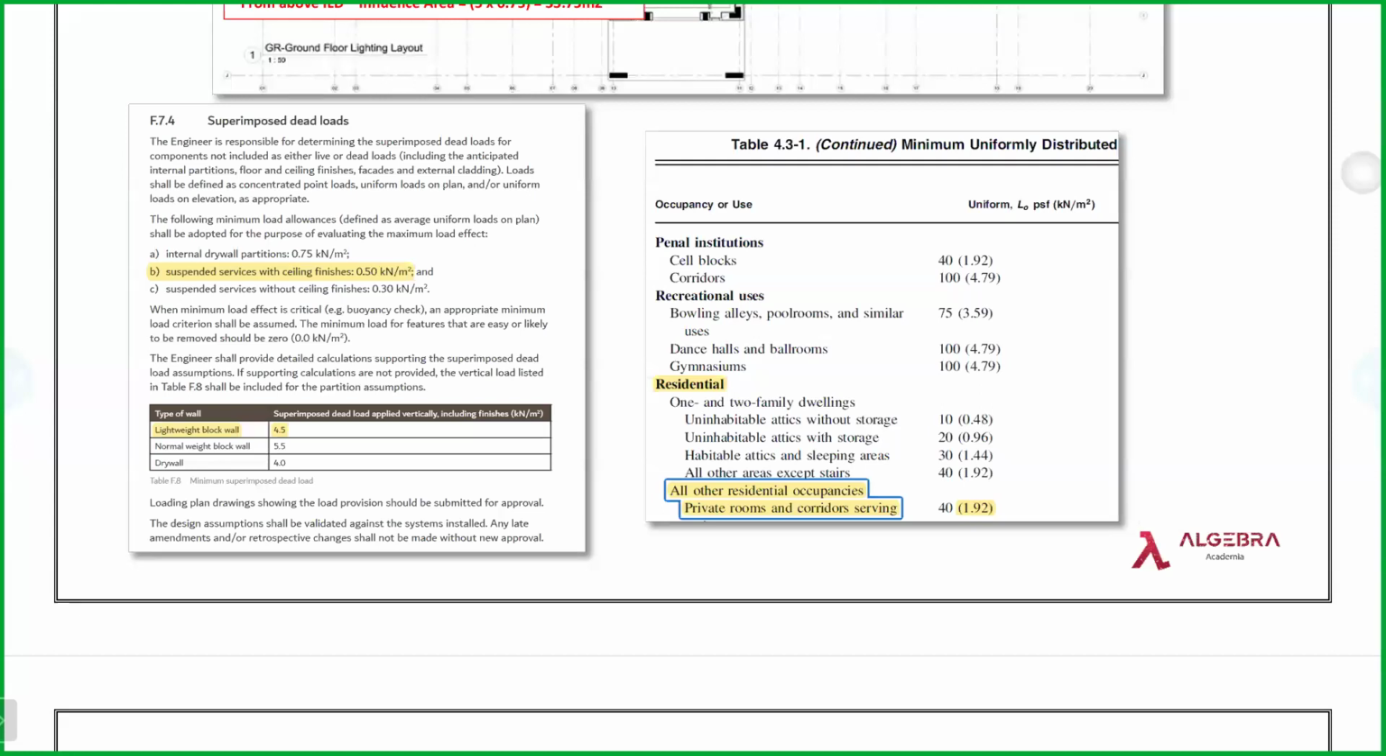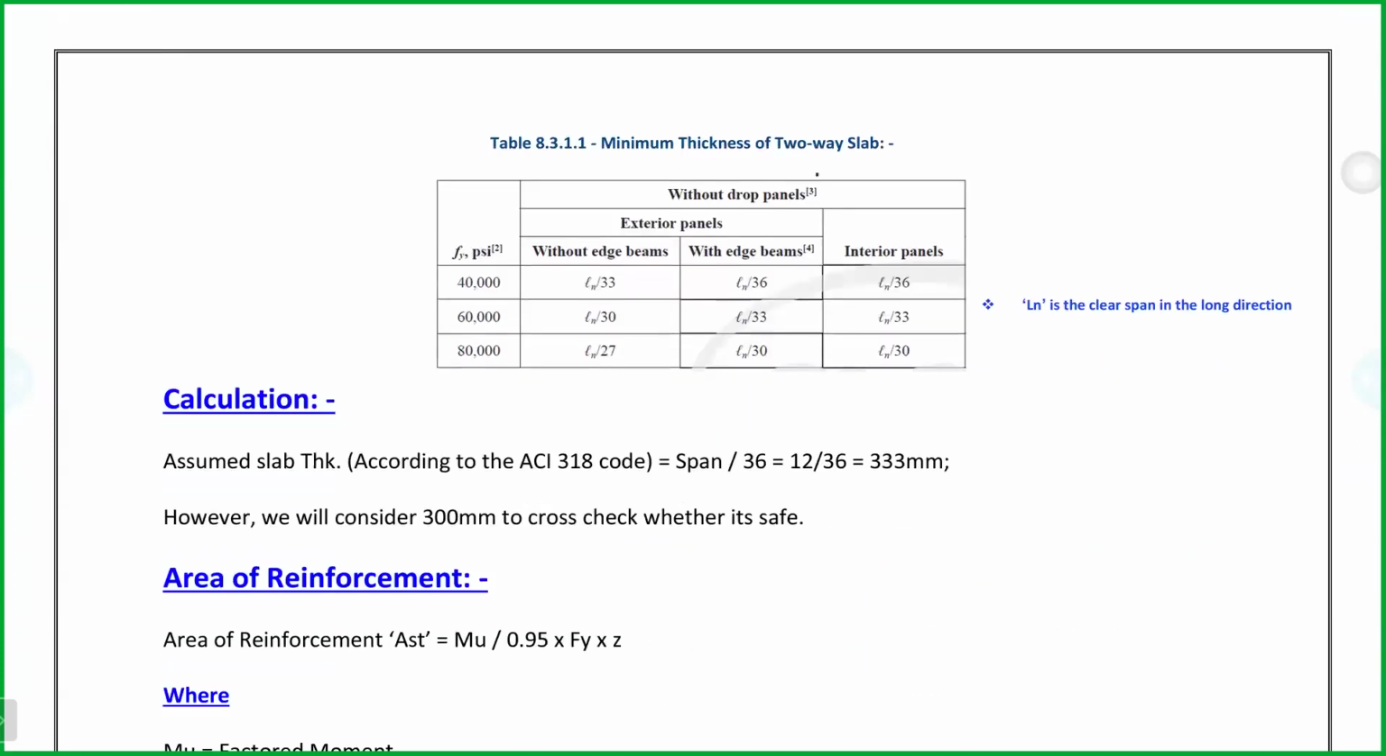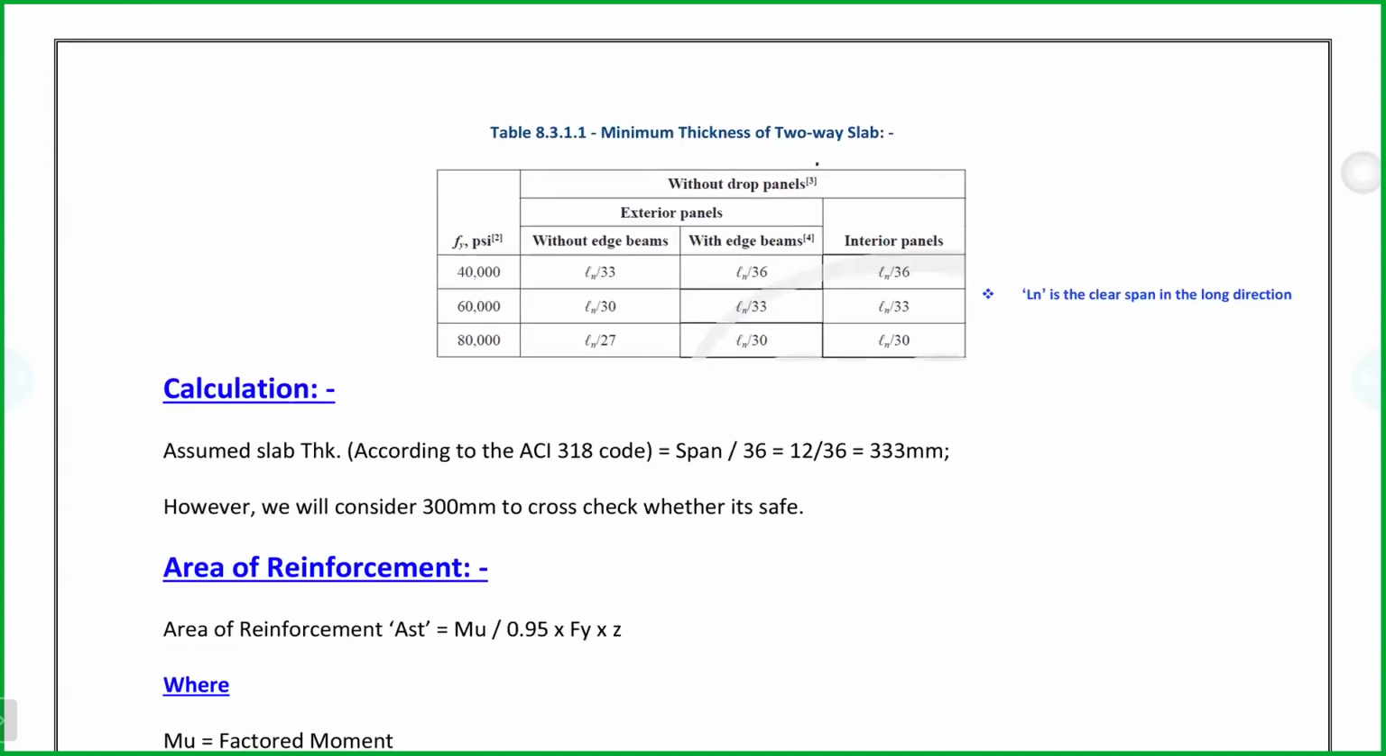Okay, so for residential building, it is 1.92, but in general, we used to take it as 2 kPa. You get my point? Though it is decimal, we don't go for a decimal, which is 2 kPa. Okay, now going with the minimum thickness of a 2-way slab. How do you say it is a 2-way slab?